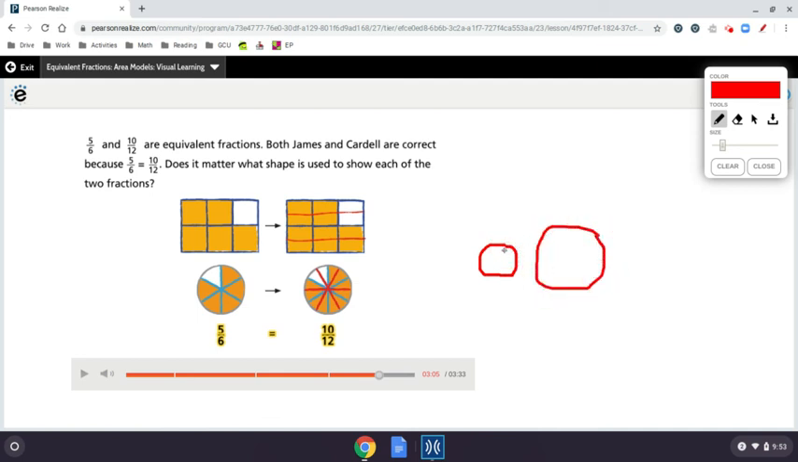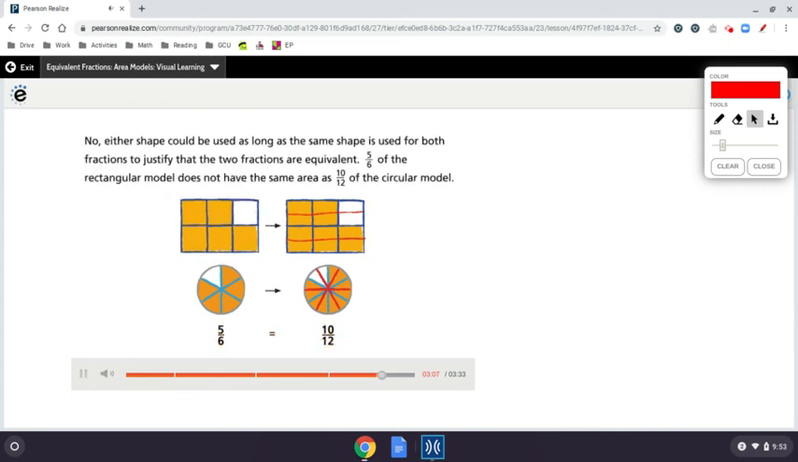That would not work. Just bear with me on the circles here: if you color in half here and then half here, both circles have a half colored in, but they're completely different sizes. You can't even say that they're the same. So if you're going to compare fractions or visualize it this way, you have to make sure that your whole is the same size. No, either shape could be used as long as the same shape is used for both fractions to justify that the two fractions are equivalent.